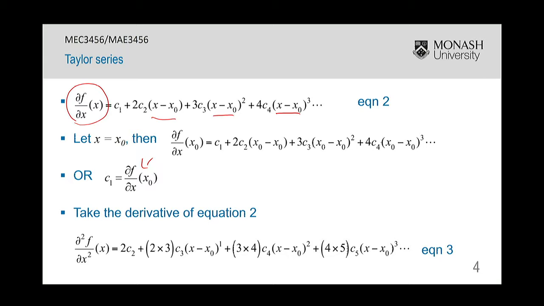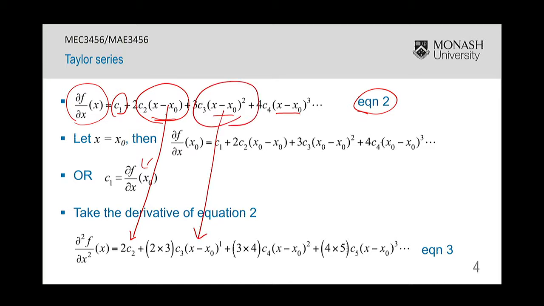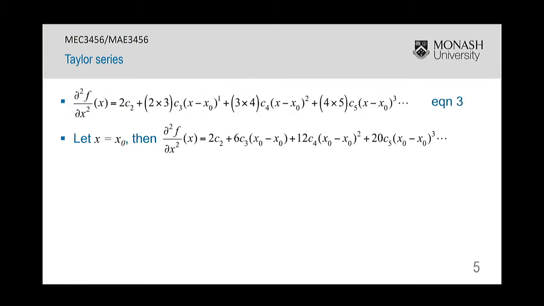We're going to go through a similar process. Let's take the derivative of equation 2. Okay, so the c1 term here drops out, the c2 term becomes a constant term, the c3 term becomes the power of x minus x0, the first power, etc. That's equation 3. We let x equal x0 in this expression. So again, all of these terms are going to drop out.